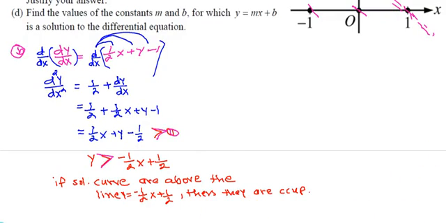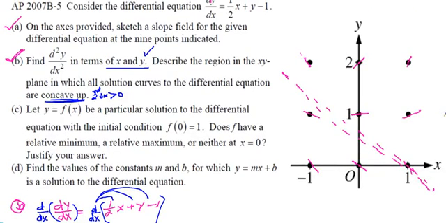Okay, so let's take a look at C. Let f of x be the particular solution to the differential equation with initial condition (0, 1). Notice you can never solve this equation. This equation is not separable. You can never separate, you can never solve. No matter how much mathematics you do, it would be illegal math to separate x and y's.